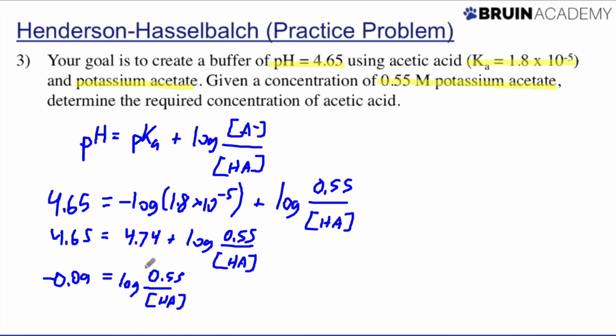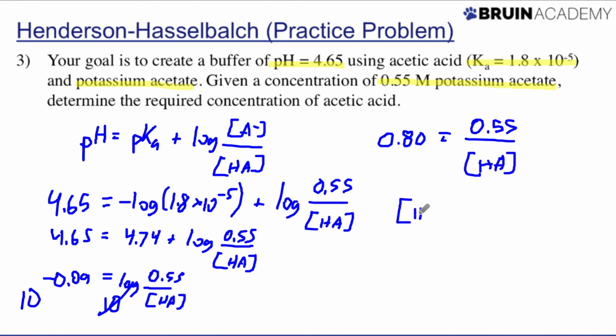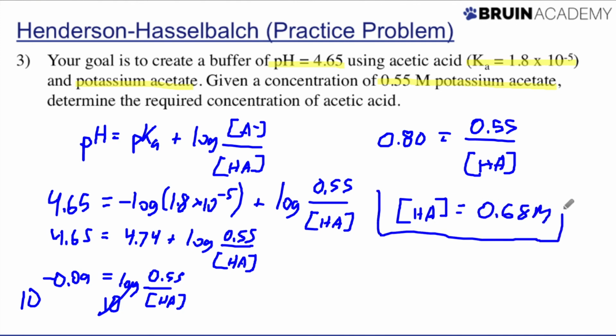Okay, so the inverse of log is 10 raised to the power. So to get rid of this log, you basically take 10 raised to each side, and the 10 and the log cancel out. So 10 raised to the minus 0.09 turns out to be very close to 0.80. And that's going to be equal to 0.55 over HA. And then we can very easily solve now for the concentration of HA, which here is going to be 0.68 molar. So really very, very similar to the previous problem, but they're just giving you different things and asking you to solve for something else.